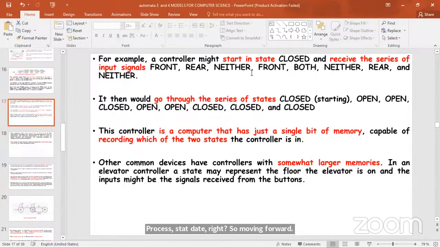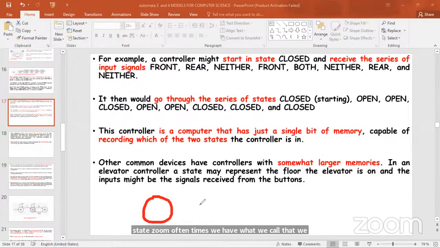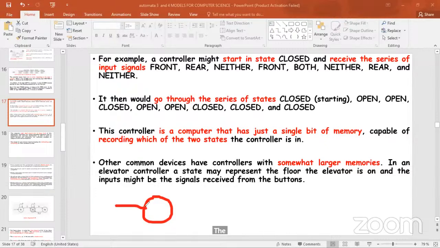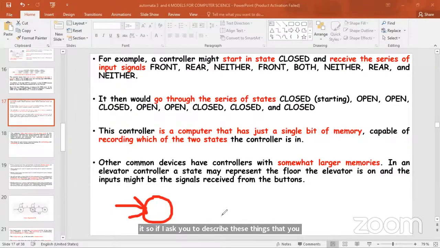For example, a controller starts in a closed state. Oftentimes we have what we call the states that will meet the controller. For instance, if you get to E304 in the morning, there's a likelihood that if you are the first person, all the ACs will be off, all the fans will be off and the light will also be off. That is the initial state that you have met the lecture theater, and it's usually represented with an arrow pointing at that state. If I ask you to describe the state you met E303 or E304 when you enter, you observe the lights off, AC off, fan off. That is the initial state.